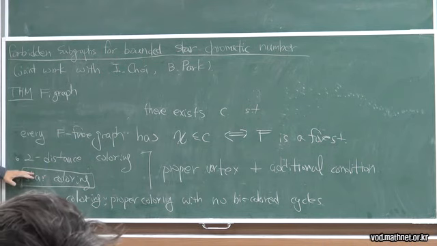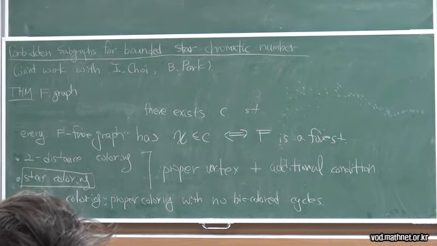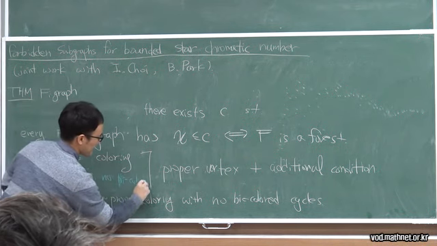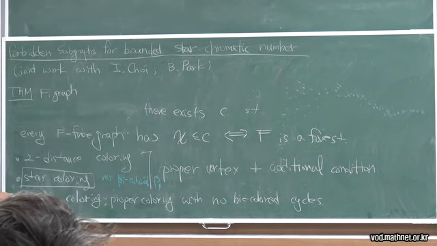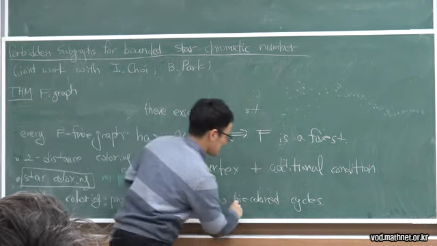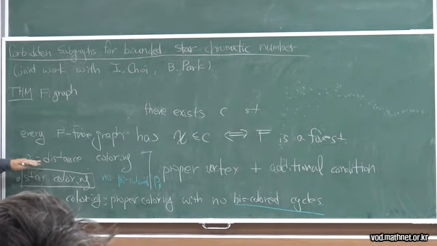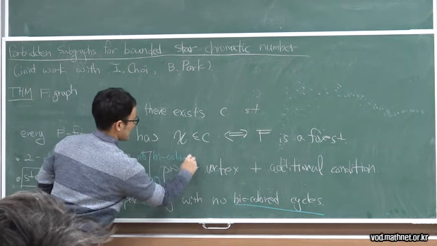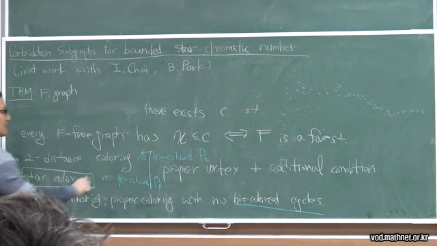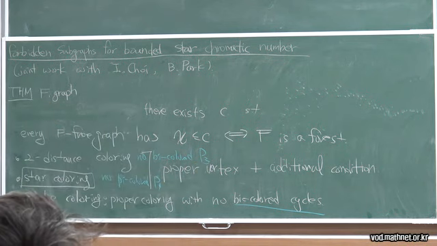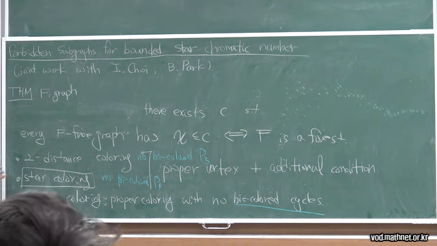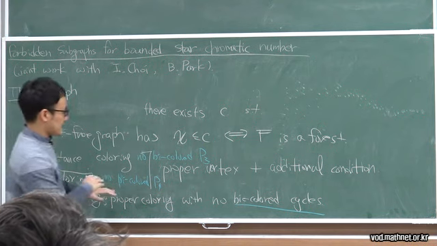So, star coloring is a proper coloring with no bicolored P4. And acyclic coloring is a proper coloring with no bicolored cycles. And two distant coloring is a proper coloring with no bicolored P3. So they are just defined as some forbidden subgraph. They are defined by forbidden subgraph, right? So we extended this concept.